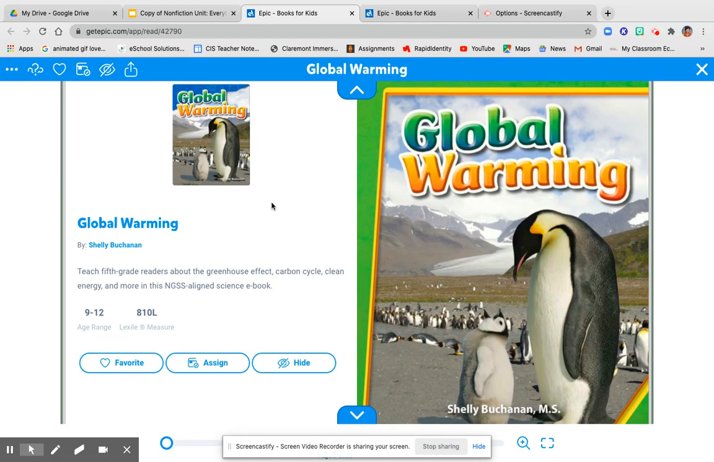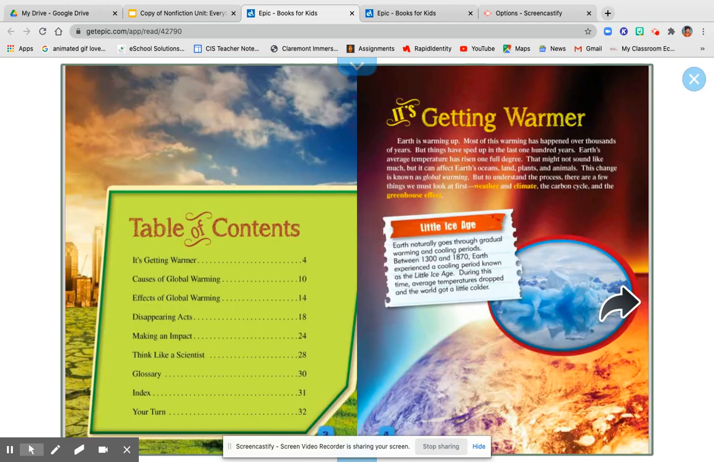As we bring it up, and again, this is a text that I found in Epic, we quickly look at the book and we see that it has a beautiful cover. A lot of us might be attracted to a text like this because of the photos, and we like to learn about animals. So we can quickly look at the table of contents to give us some idea, as we're previewing the book, of what we're in for.